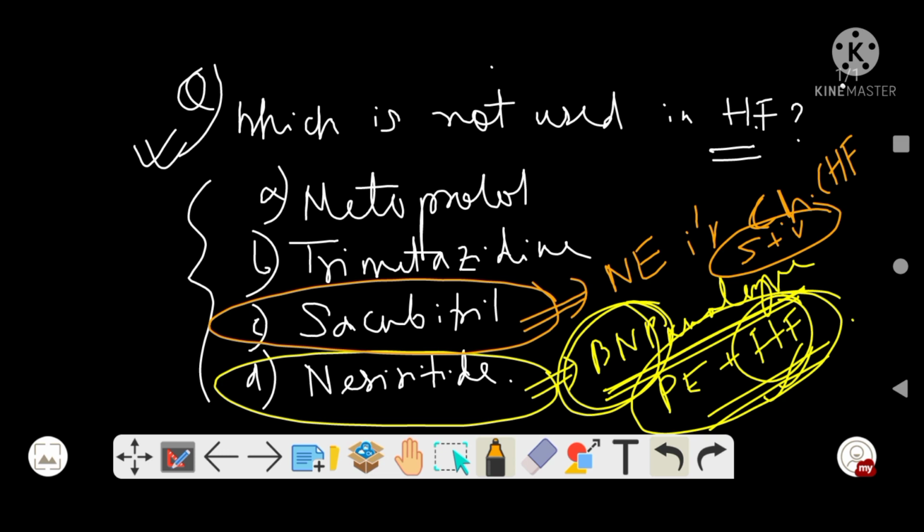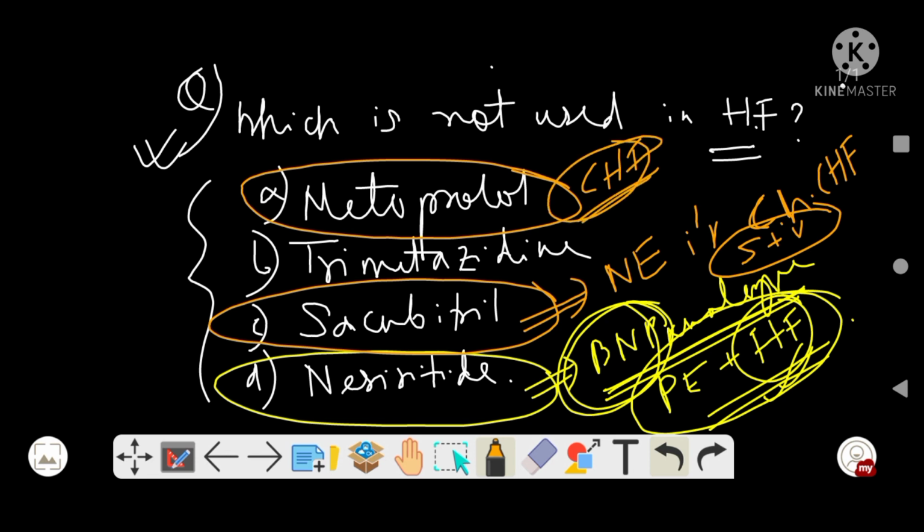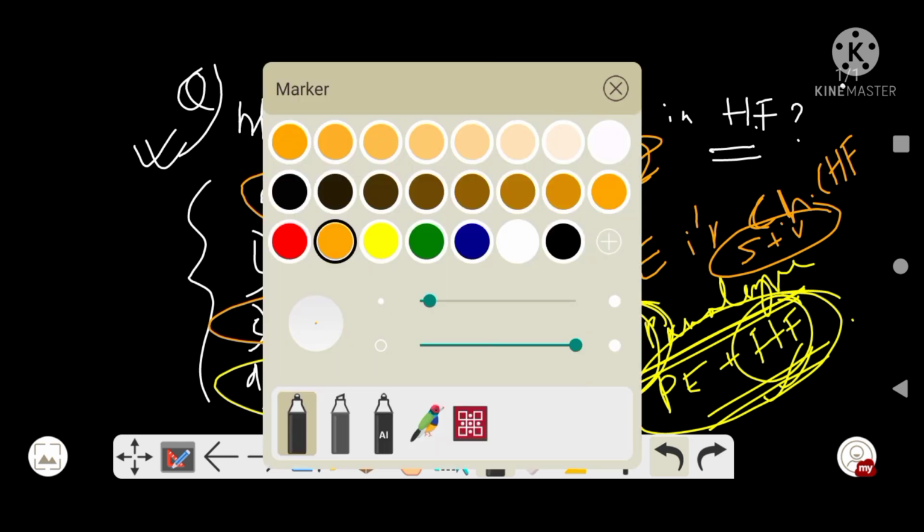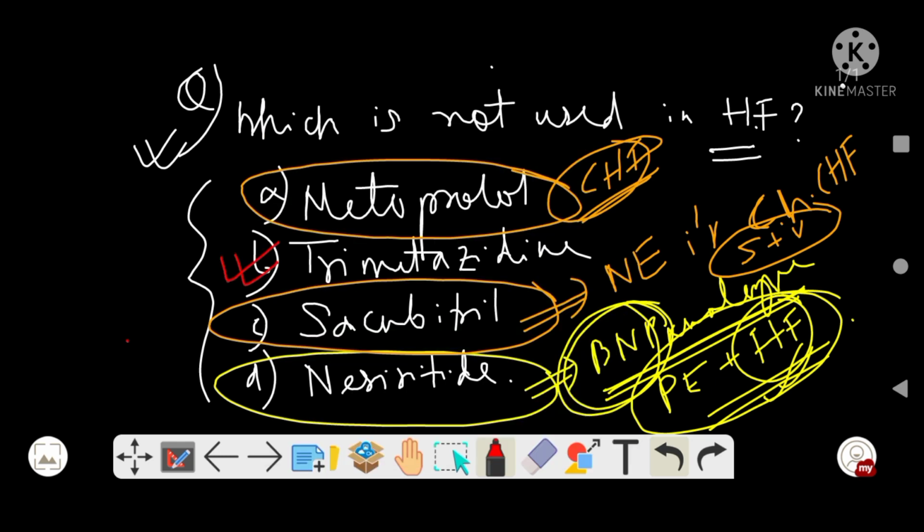Now I will talk about metoprolol. As you know, this is a beta blocker, specifically a cardioselective beta blocker. Beta blockers like metoprolol, bisoprolol, carvedilol, nebivolol are used in chronic congestive heart failure. So the only option that remains is option B. This is your answer. This drug is not the first choice.